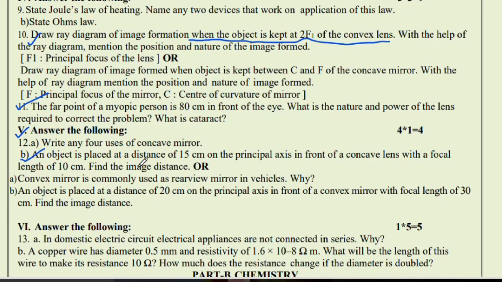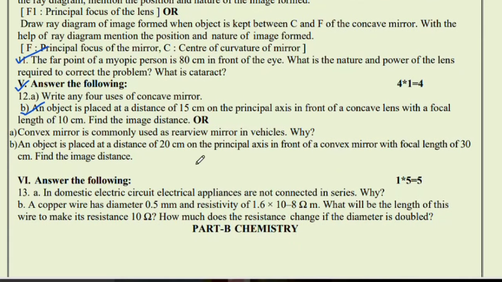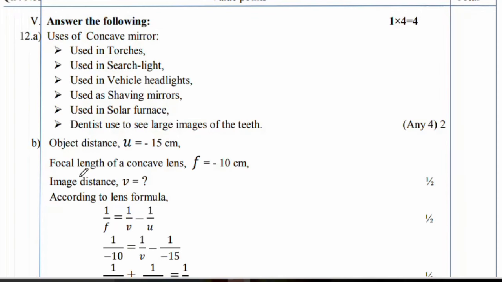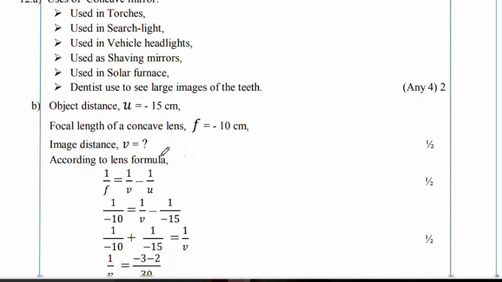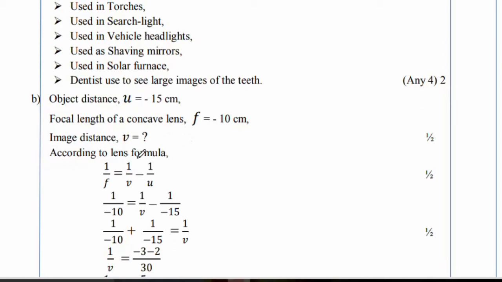An object is placed at the distance of 15 cm on the principal axis in front of a concave lens with a focal length 10 cm. Find the image distance. Or, concave mirror is commonly used as a rear view mirror in vehicles. Why? And here also they have given a problem. So first we will go with the first one. Object distance is given, u is minus 15 cm, focal length is minus 10. So we should find out the image distance v.